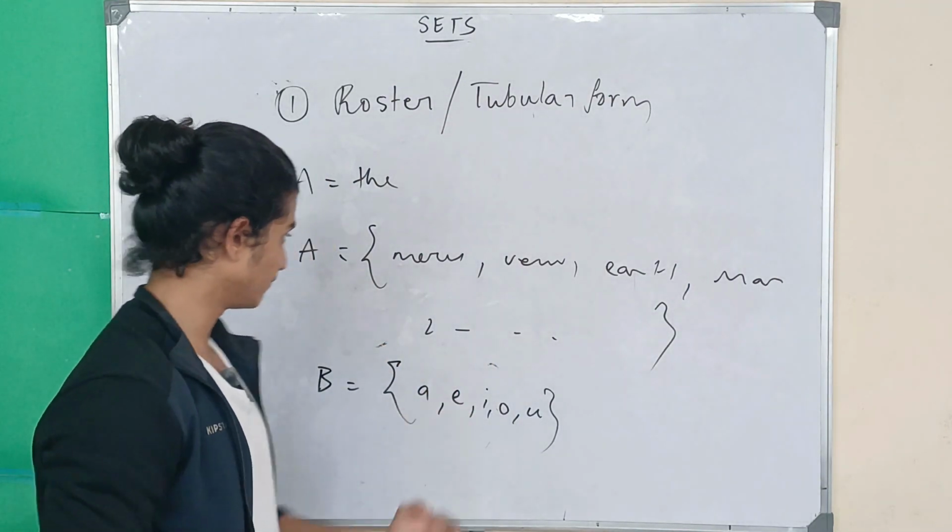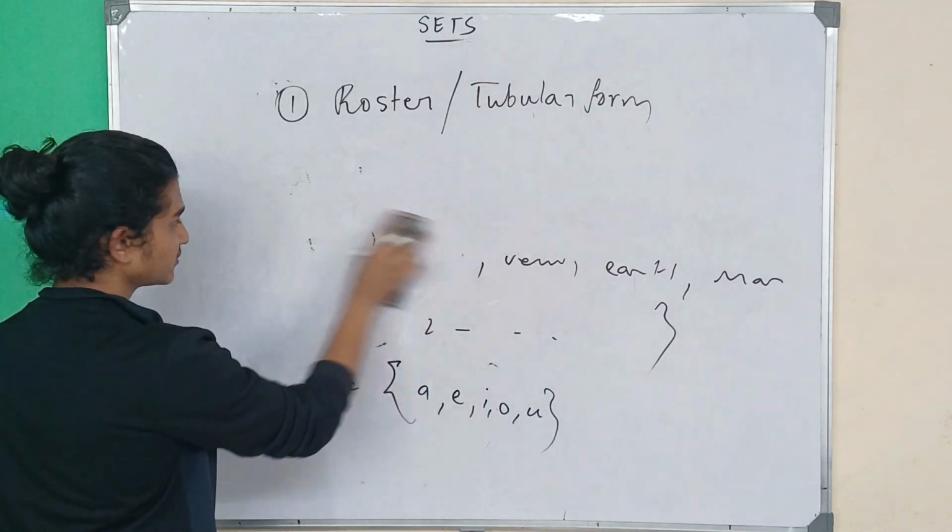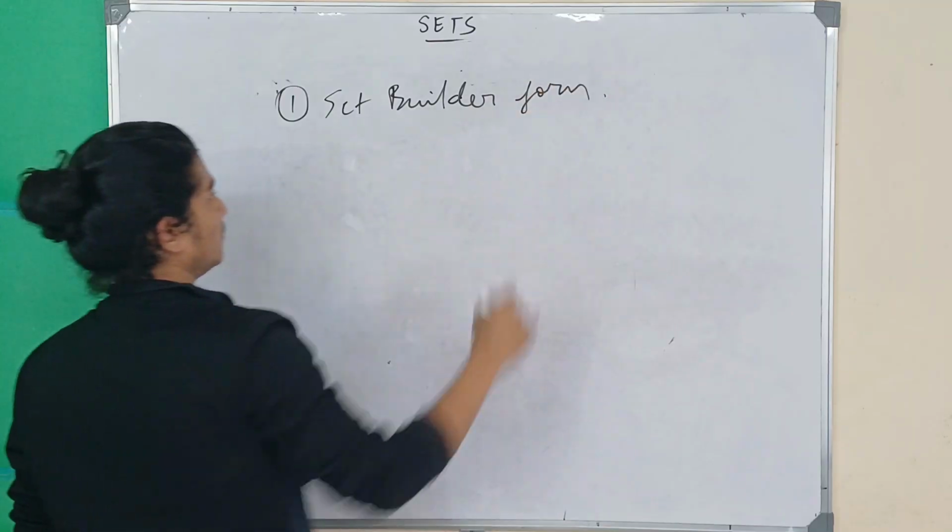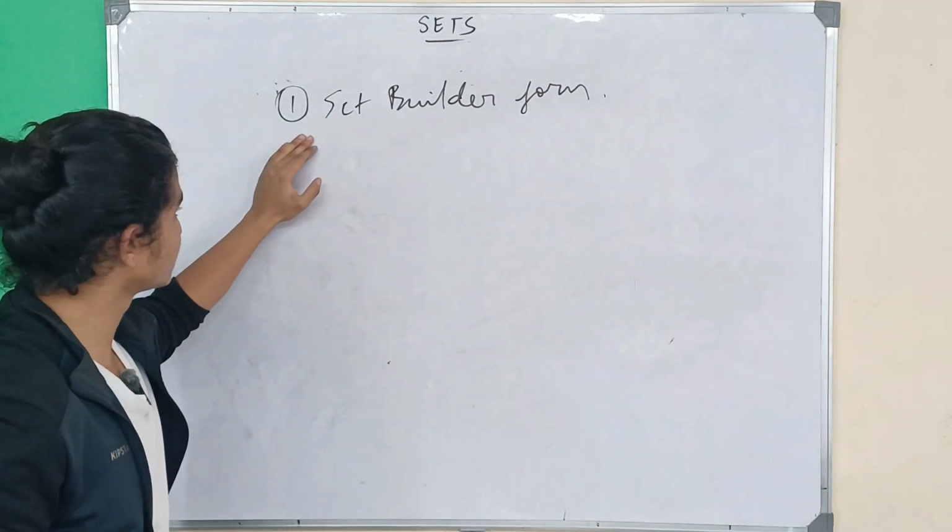So the next method of representing a set is set builder form. The second method of representing a set is set builder form.